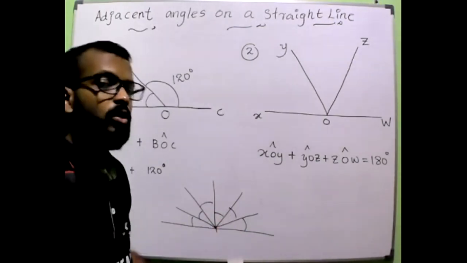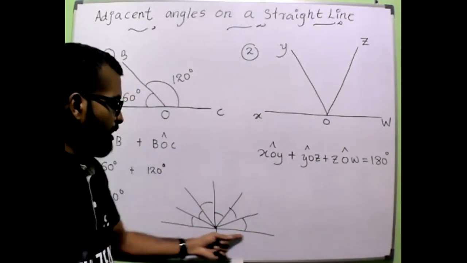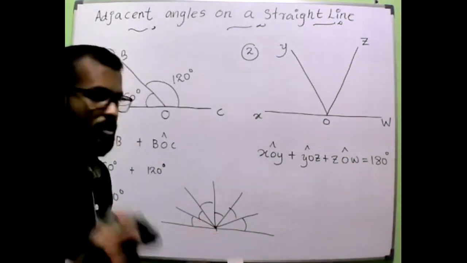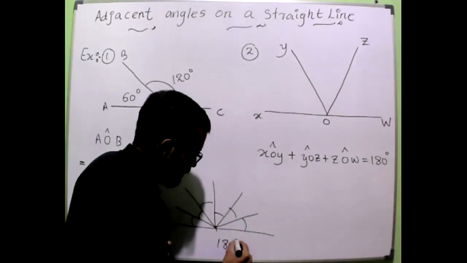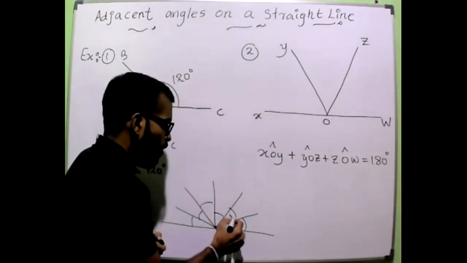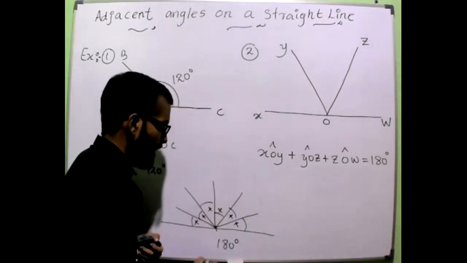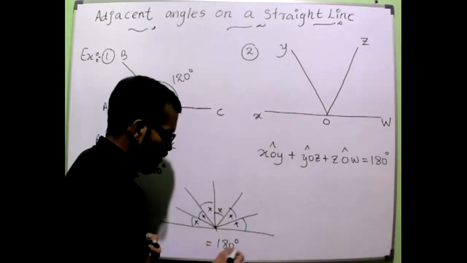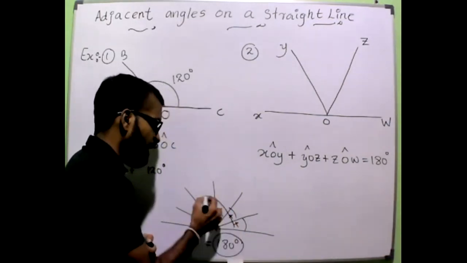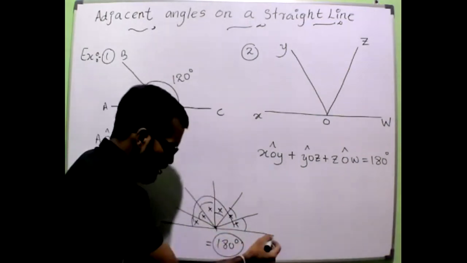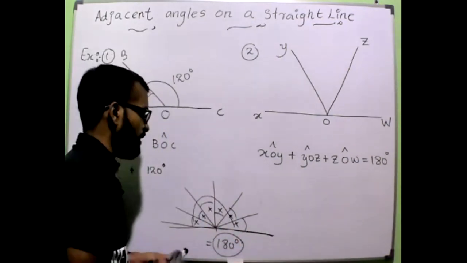What should be the value? This is the straight line. It is 180 degrees. So if you add all of these angles, the magnitude of all of these angles should equal 180 degrees, because all of these angles are on a straight line, right? Okay. Now you should remember that.